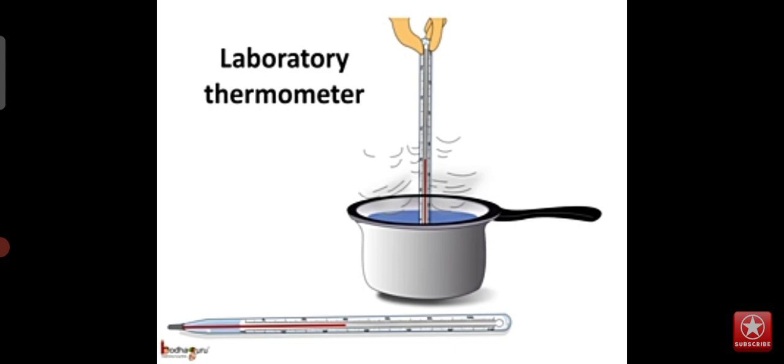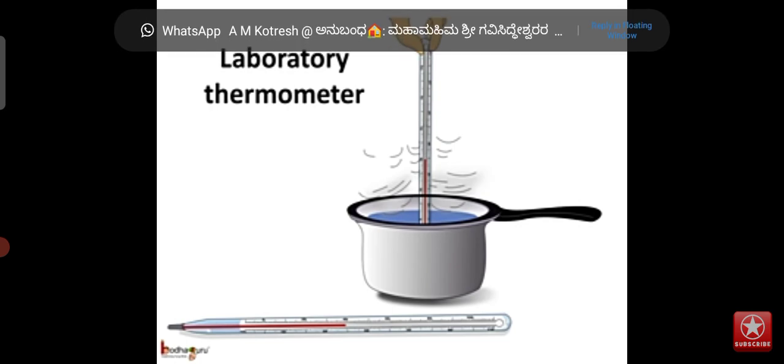So, if we put the clinical thermometer in boiling water, the mercury would not get the space to stretch inside the thermometer and it would crack the thermometer with the pressure. And hence, the clinical thermometer is not used to measure the temperature of boiling water. The laboratory thermometer has a longer Celsius scale and hence it can be used to measure higher temperatures like 80 degrees Celsius, 100 degrees Celsius and so on.